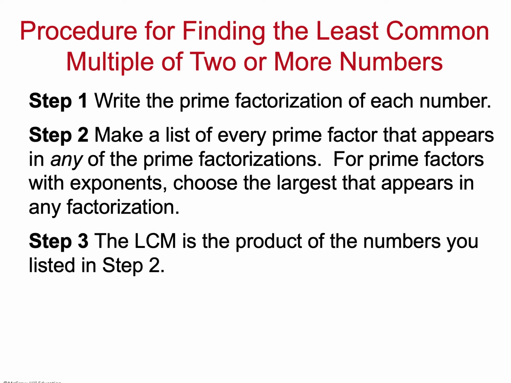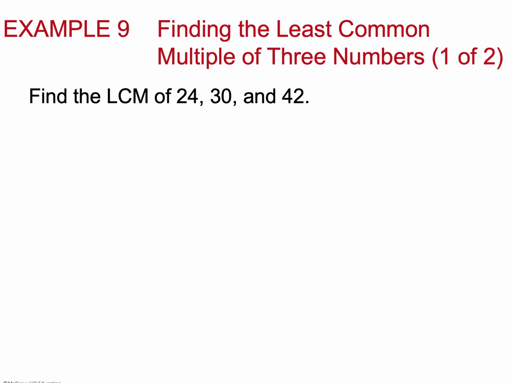So if I wanted to get a procedure together to list how to find the multiples of 2 or more numbers, we can write out the prime factorization. We can make a list of every prime factor that appears. And then we can choose the largest that appears in a factorization. And the least common multiple is the product that you listed. If that sounded like gibberish to you, list the multiples out until you find one they have in common. You don't have to use the factorization method if you understand the multiples method.